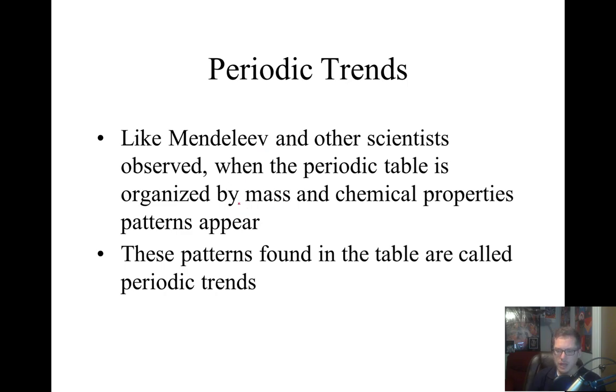And remember that organizing the periodic table by mass is what Mendeleev did, and now we do it by atomic number. And then he also grouped them by chemical properties. And they had these certain patterns that appeared, remember? So we're going to specifically talk about patterns that appear across the whole periodic table, and these are referred to as periodic trends. Okay, and we're going to be talking about four big ones.